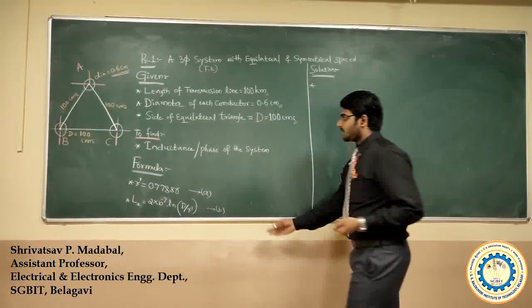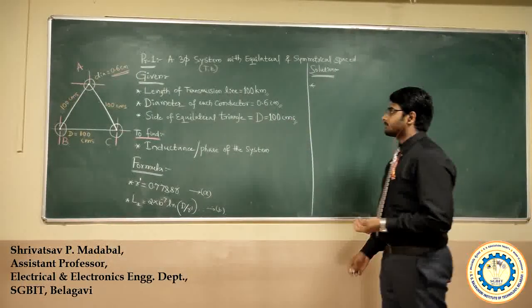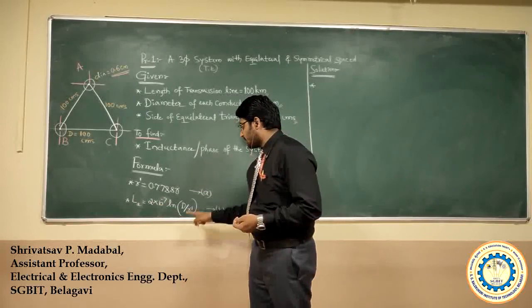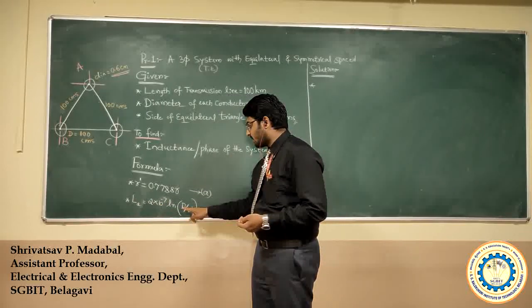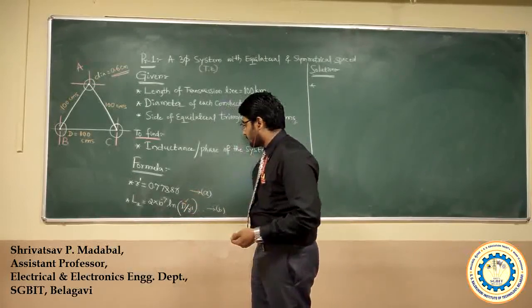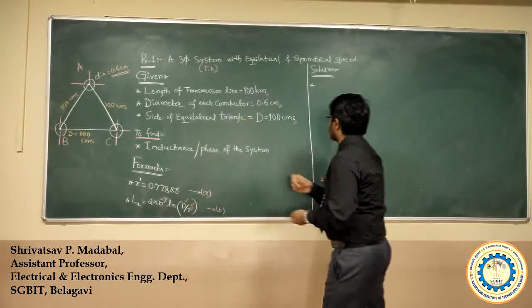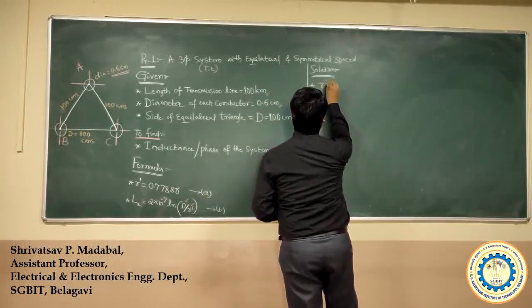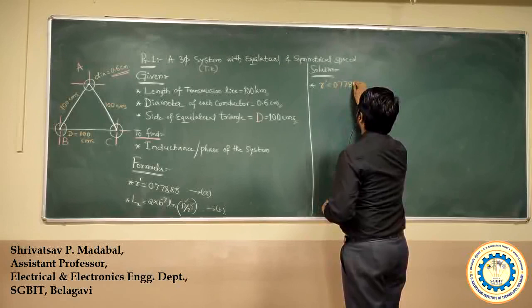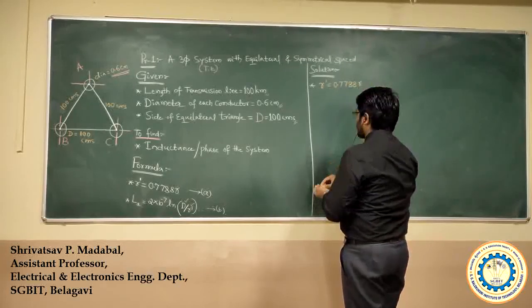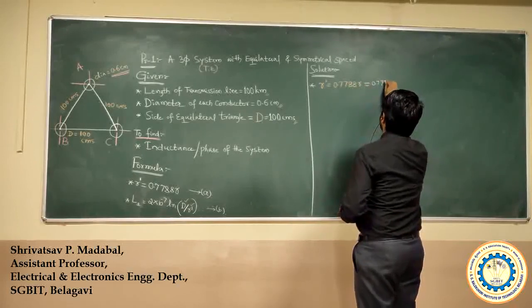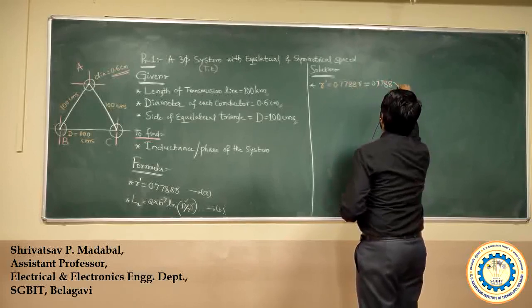Without wasting time, let us look at the problem solution. He has directly provided the D value. In order to attain the value of inductance, there are two unknown terms, the value of D and the value of R dash. The value of D he has given, but I have to calculate the value of R dash. First and foremost, I begin with R dash, which is given by 0.7788 multiplied by R. So let us substitute the value here, that is 0.7788 into the radius.